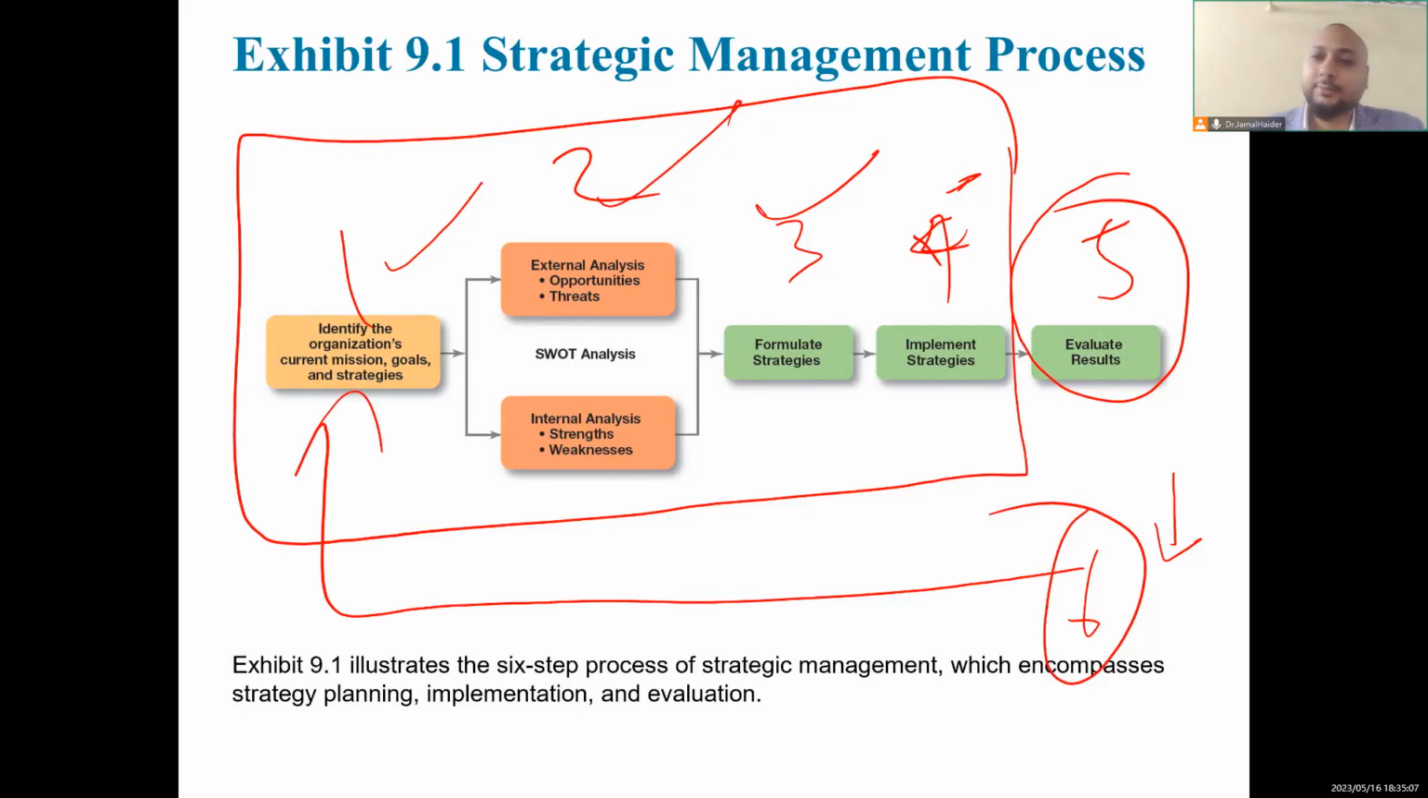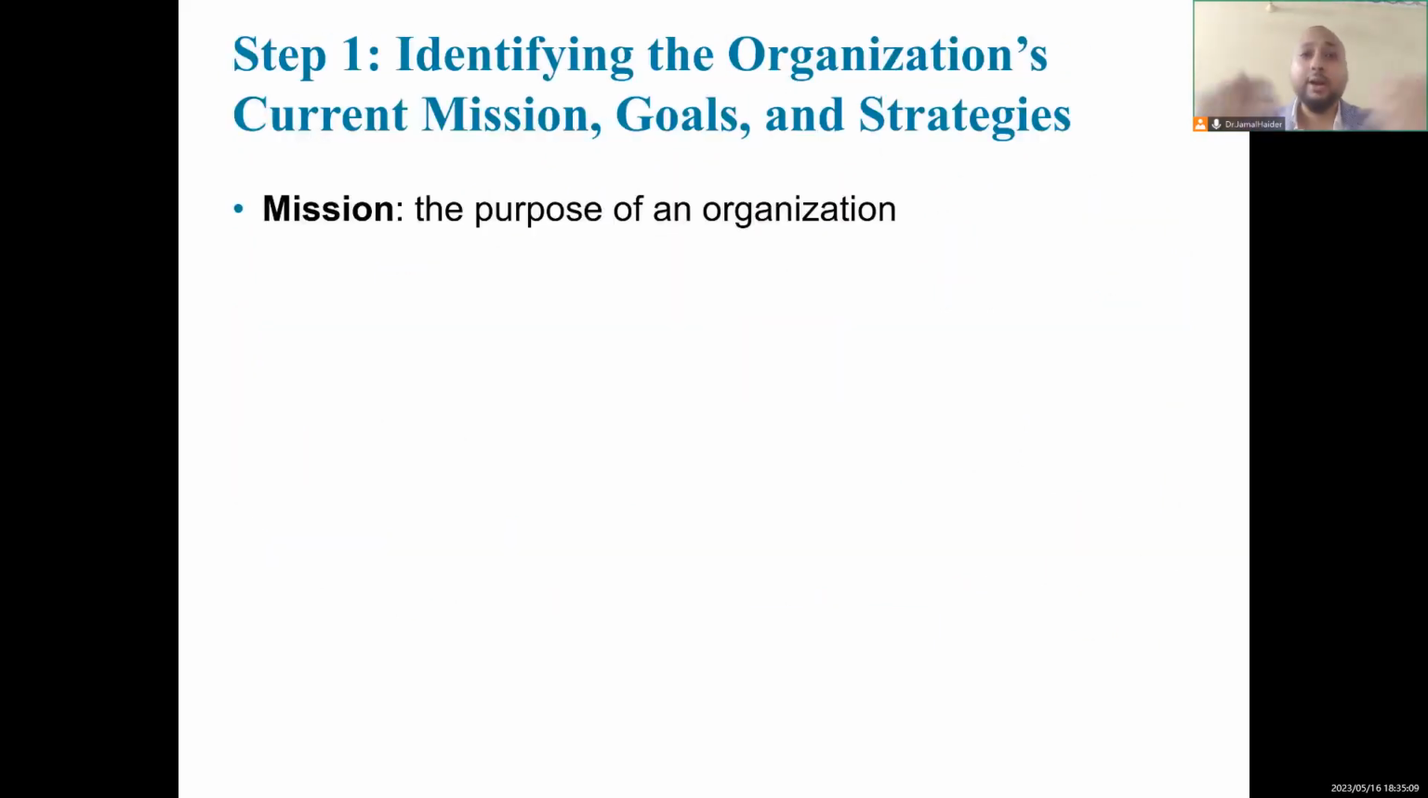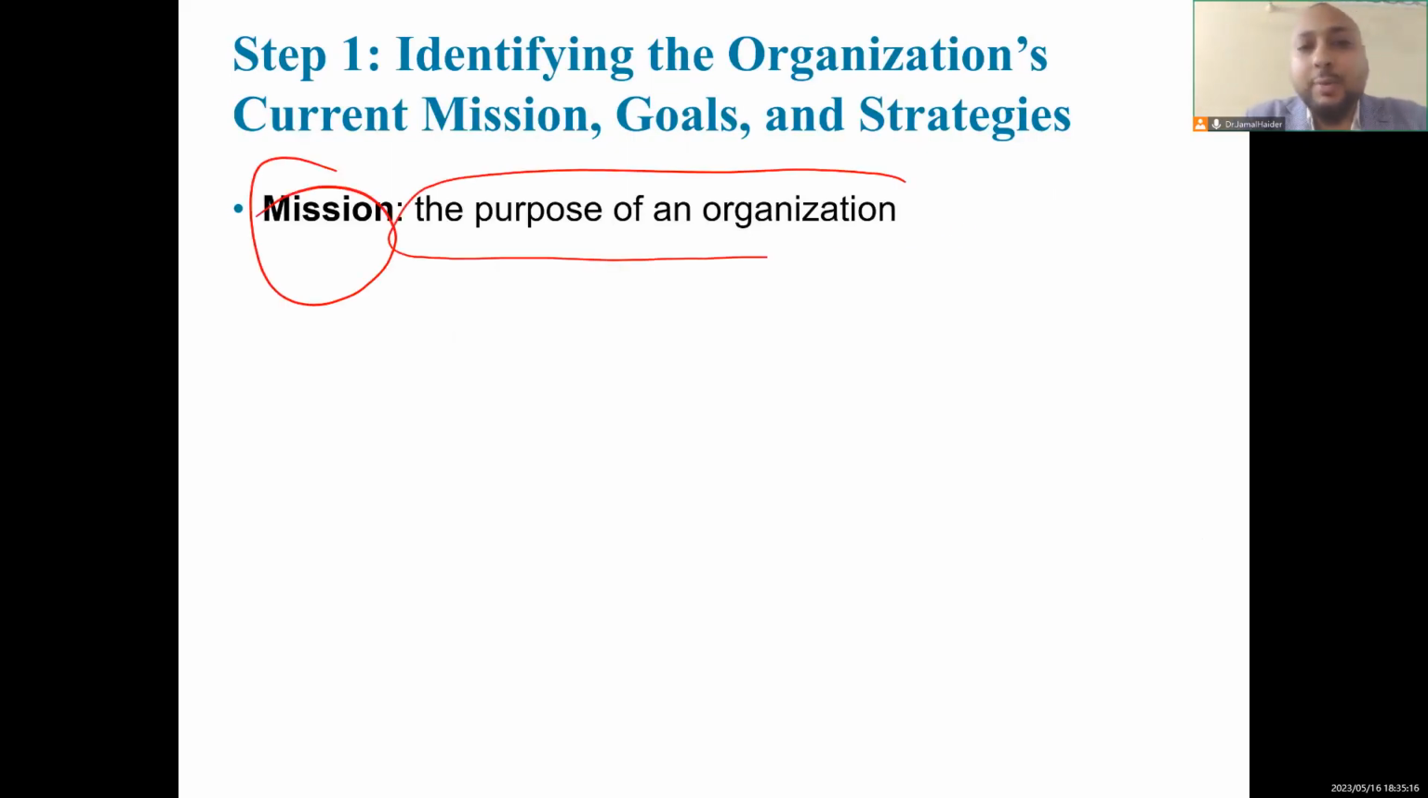Step 1 is, first of all, if you are making a long-term strategy, it must follow the company mission, which means the purpose of the organization. A mission statement defines the purpose of the organization, which means defining the mission forces the managers to identify what it's in business to do. Sometimes mission statements can also be too limiting.